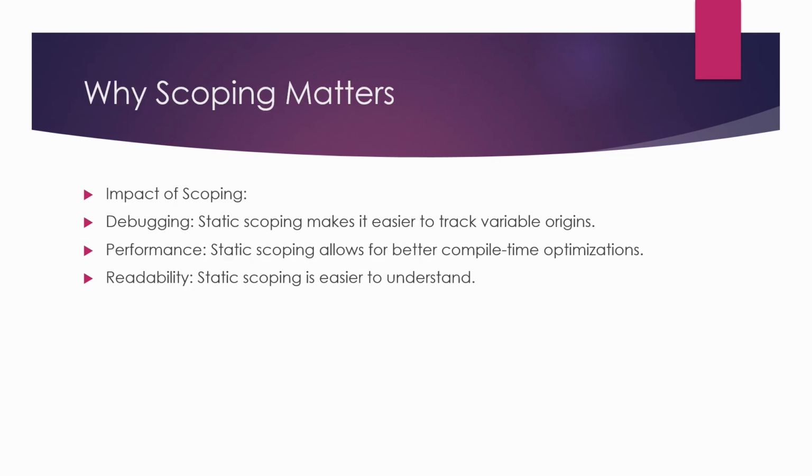Scoping plays a significant role in debugging, performance, and readability. With static scoping, it's easier to track where variables come from and to ensure that their values are predictable. It also allows for better optimizations during compilation. Dynamic scoping can lead to unexpected results, making it harder to debug and optimize the code. It's important to consider the impact of scoping rules when designing your programs.